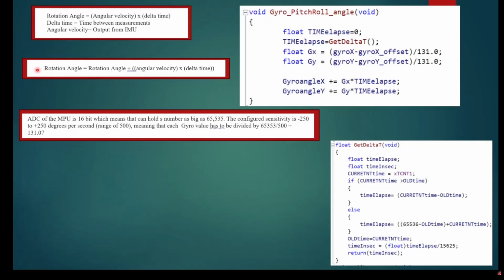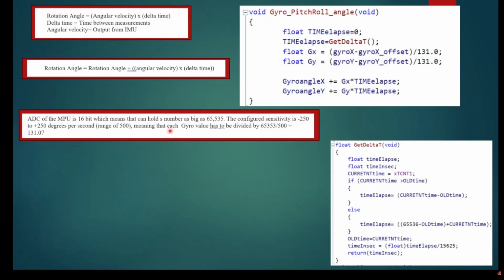So the rotation angle, this is the delta rotation, but the overall rotation is going to be my current rotation plus the delta that I just calculated here. So that would be total rotation plus angular velocity times time. So that's what I was doing here.